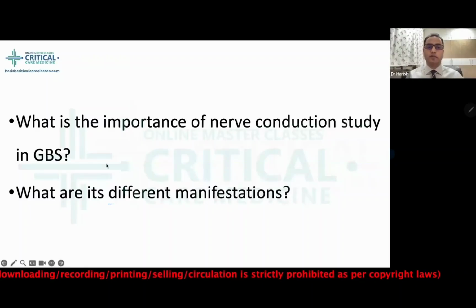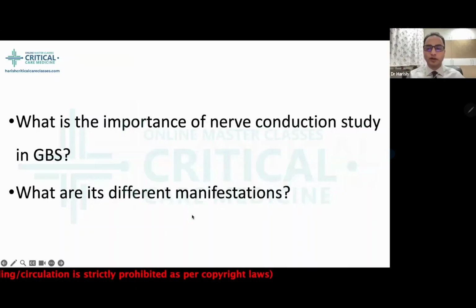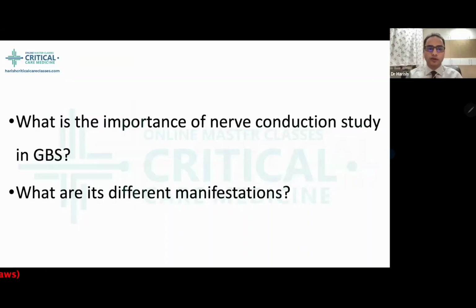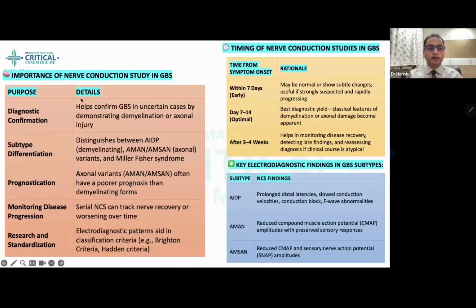So next question: what is the importance of nerve conduction study in GB syndrome? Is it going to add to the diagnosis? Definitely yes. Nerve conduction study gives diagnostic confirmation and helps in confirming GBS in uncertain cases by demonstrating demyelination or axonal injury. It also gives an idea about the subtype, whether it is AIDP, AMAN, AMSAN or Miller Fisher variant.